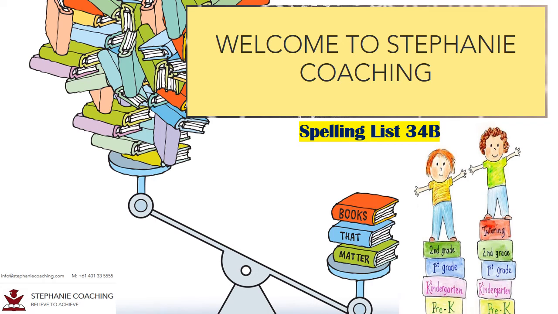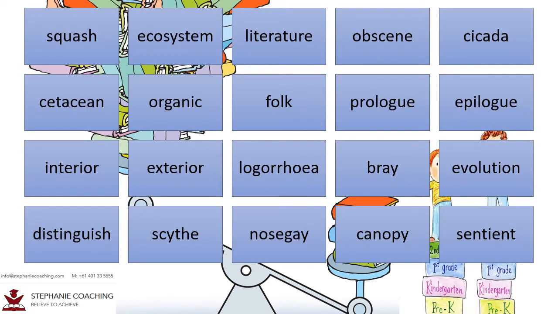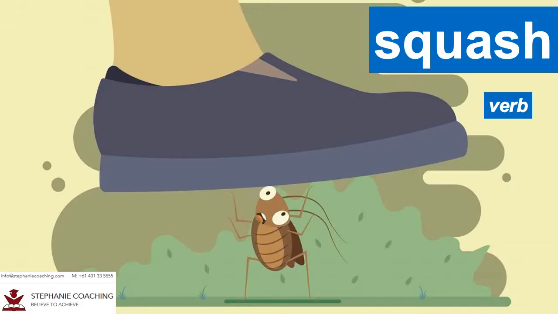This week, we are focusing on common misspelled words and challenging vocabularies to help students improve their reading and writing skills. Word number 1 is squash.